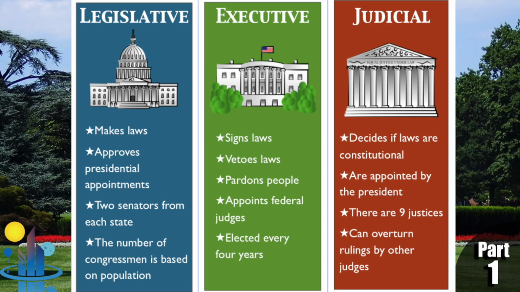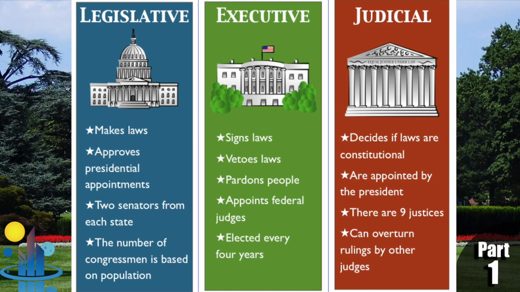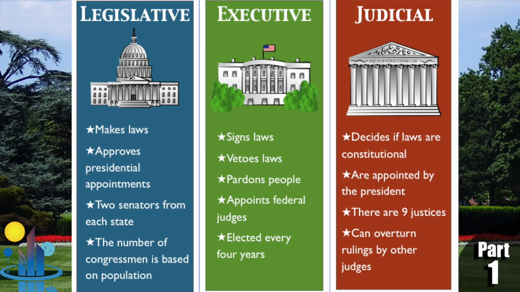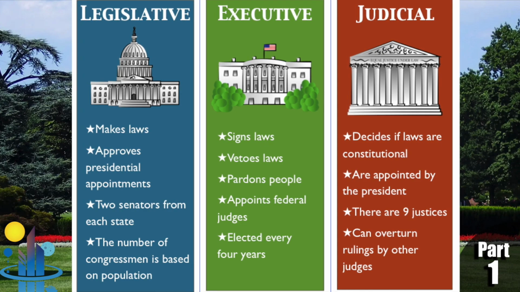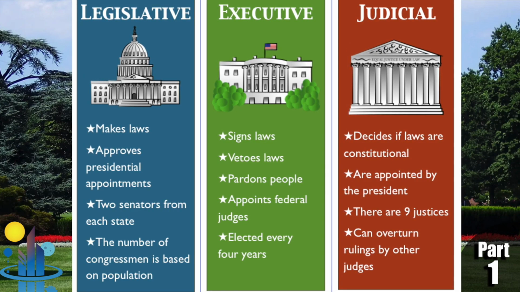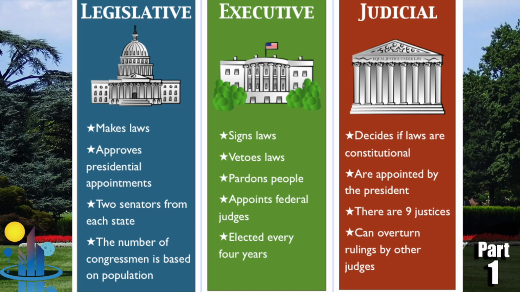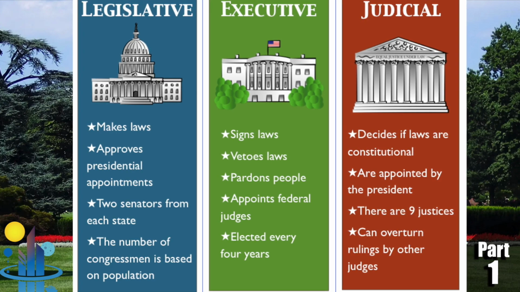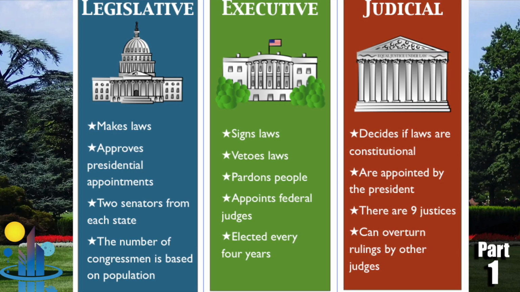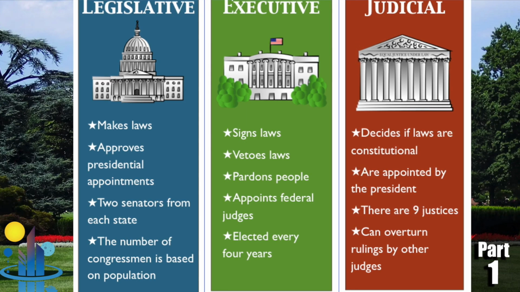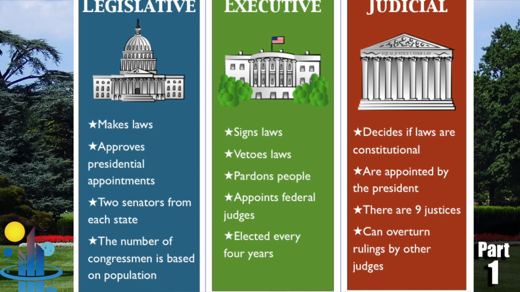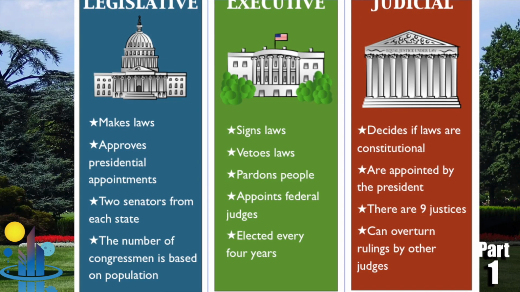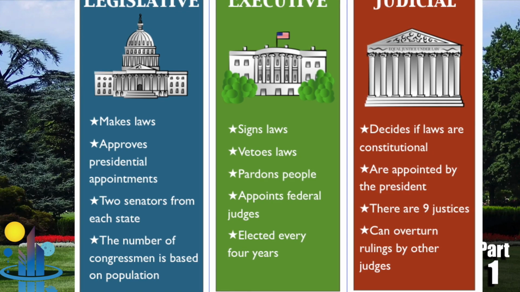Now, part of my portion was to research the legislative. So, the legislative branch is made up of the House of Representatives and the Senate, which equal the Congress. Together, it is 535 members. Now, the House of Representatives has 435 elected members, and the Senate has 100 senators.